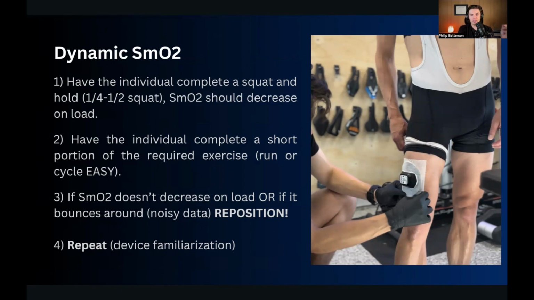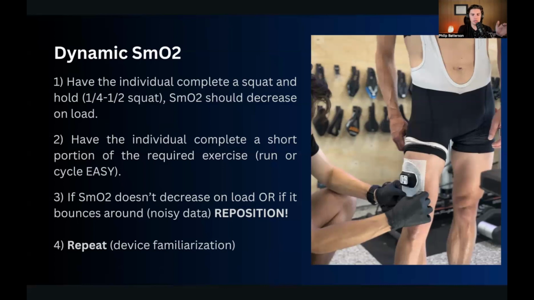And then after you've confirmed that SmO₂ goes down based on the squats, then have the individual do a short portion of the required exercise. So have them run or cycle easy. Again, this is just to double check: is this Moxy placement going to give us a decrease immediately upon load? And then when we take that exercise off, is it going to rebound after that?